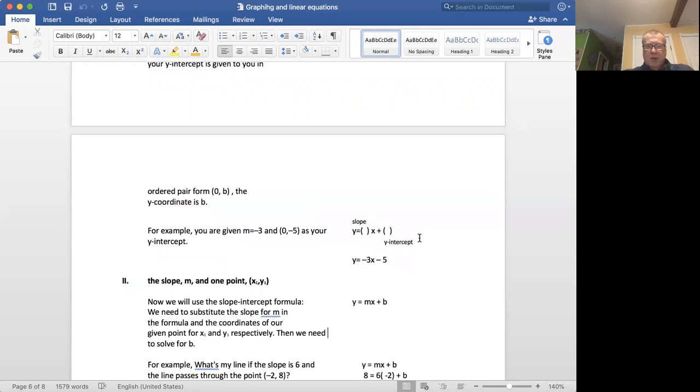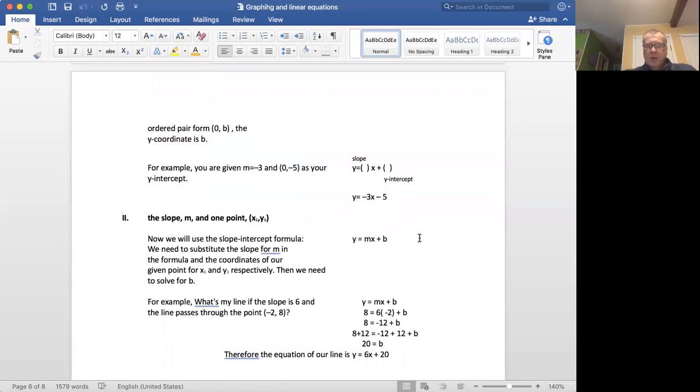Case 2, we have the slope and 1 point. So this one's a little bit more tricky. Not super tricky, but a little bit more. Okay. So if we're given a slope and we're given a point, what we're going to do is start off with this. We'll plug the point in to x and y, and then we're going to solve for b. That's the process that we use.